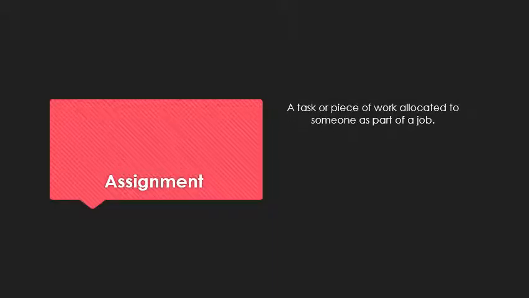I give you the word assignment. You need to give me the definition of the word. So the definition is a task or piece of work allocated to someone as part of a job. So we know you are the learner, you are in grade 4, and your job is to pass grade 4. So, how can you pass grade 4?